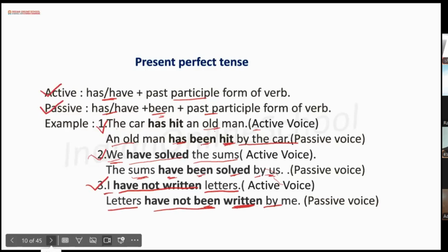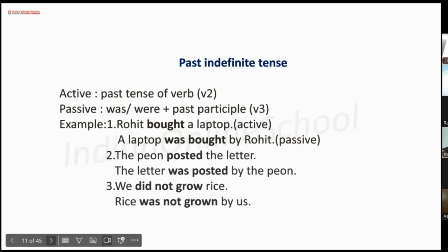Understood everybody so far? Okay. Yes, ma'am. Okay. Please respond, everybody. Any problem? No.